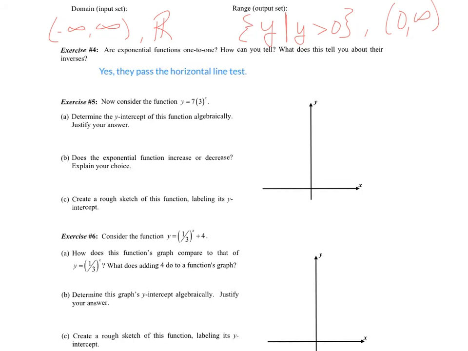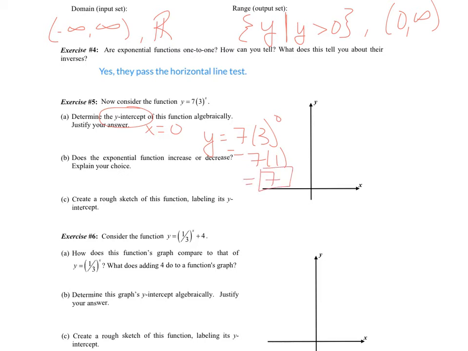For exercise 5, we now have 7 times 3 to the x. So it's been changed a little bit. Before we were just dealing with 2 to the x, and now we have a coefficient in front, 7 times 3 to the x. In order to find the y-intercept, remember, the y-intercept is simply setting x equal to 0. So when we set x equal to 0, this is going to be 7 times 3 to the 0. We know anything to the 0 power is just 1, so it's 7 times 1, which is 7.